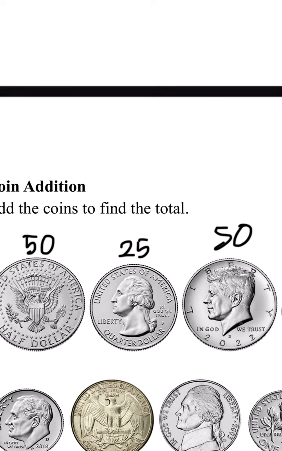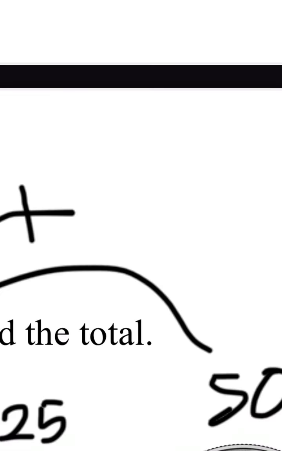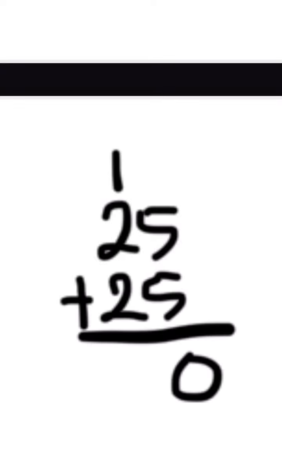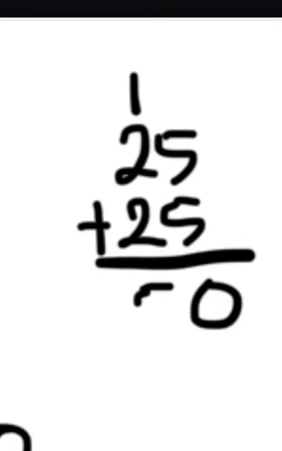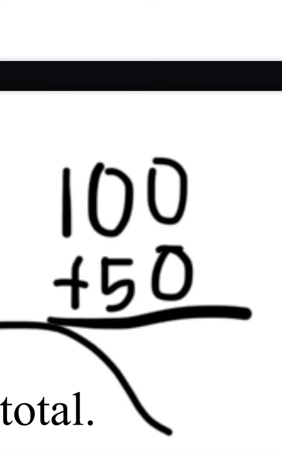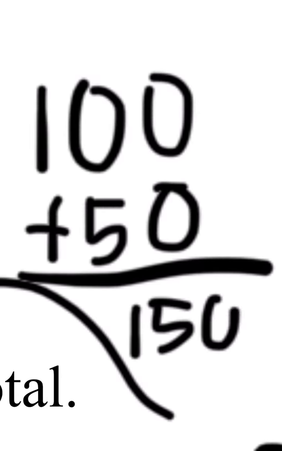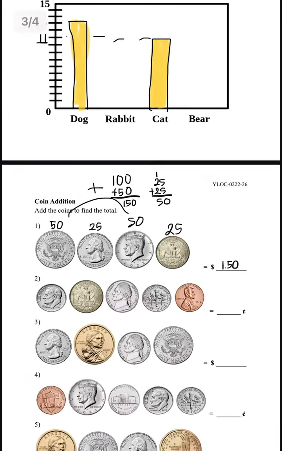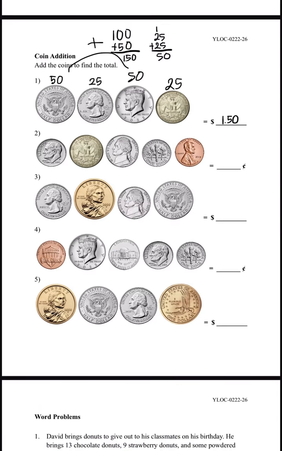First, 50 plus 50 is 100. And 25 plus 25: 5 plus 5 is 10, and 2 plus 1 is 3, and 3 plus 2 is 5, so it is 50. So now we need to do 100 plus 50, which becomes 150. And if we change it to dollars, then it's $1.50. Let's move on to the next page.